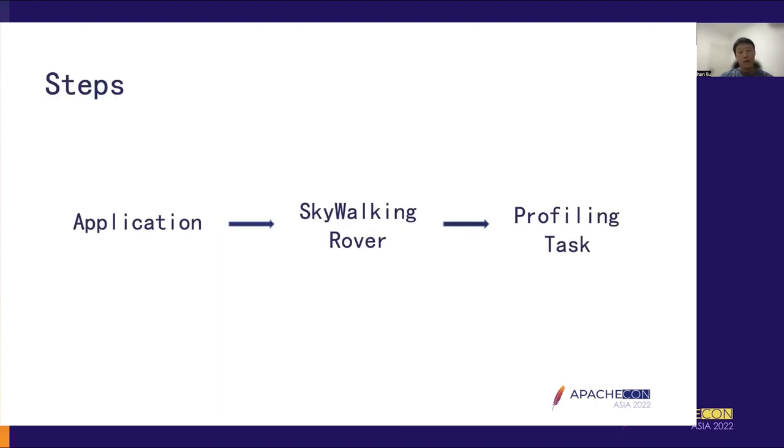I will split the following parts to demonstrate. The first one, I will create a Golang application and deploy it on a Linux machine. Second, I will show you how to specify rules to let the SkyWalking Rover find the application process. Third, I will demonstrate how to trigger the on-CPU profiling and display the flame graph in the UI.